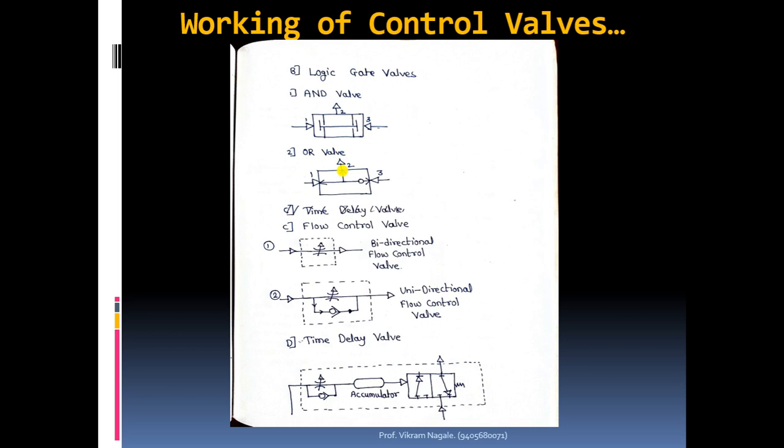Now you know this logic gate, that is AND wall, logic AND wall, and logic OR wall. Here you can see the construction for this wall. This is port 1, this is port 2, and this is port 3. Out of these 3 ports, port 1 and port 3 are the input ports, and port 2 is the output port.